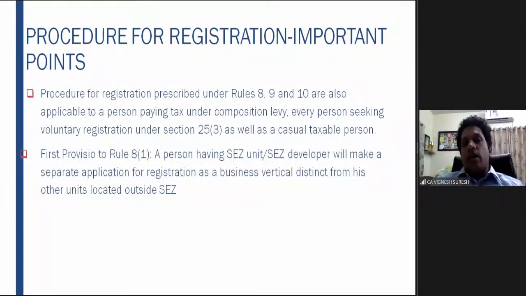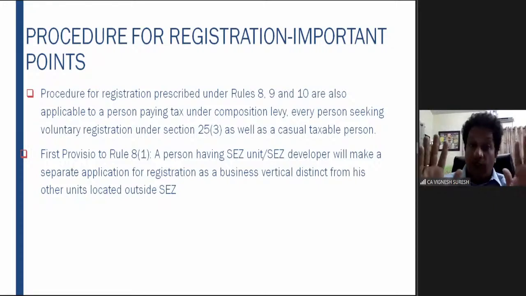The same procedure which is given in rules 8, 9, and 10 is also applicable to a person who is paying the tax under the composition levy. If someone wants to apply for the composition scheme, for him also the same rules 8, 9 and 10 will be applicable. And also every person seeking the voluntary registration under 25 subsection 3, where a person wants to get himself registered voluntarily, to him also the same rule will apply. And also for casual taxable person, the same rule will apply. So I hope this point is clear, right?